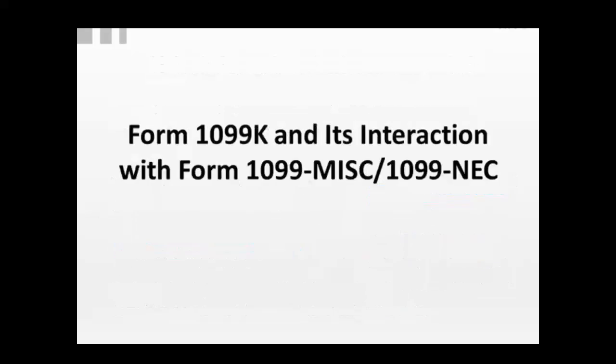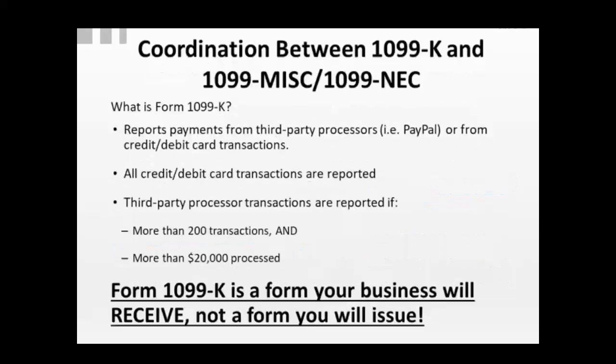Let's spend our last 5 minutes or so talking about the 1099K and how it interacts with the 1099 miscellaneous and 1099 NEC. So what is the 1099K? It's a form that you receive. It's not a form that you issue. It reports credit and debit card transactions and payments from PayPal, mainly third-party processors, which is what PayPal is. All credit and debit card transactions are reported. PayPal transactions are only reported if both of these thresholds here are passed.